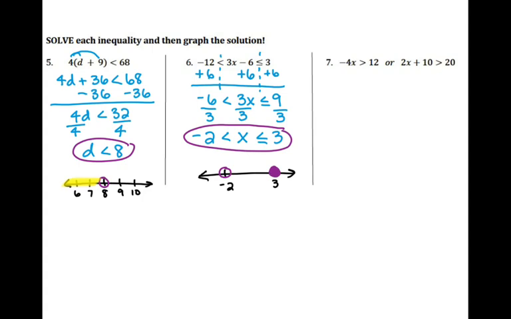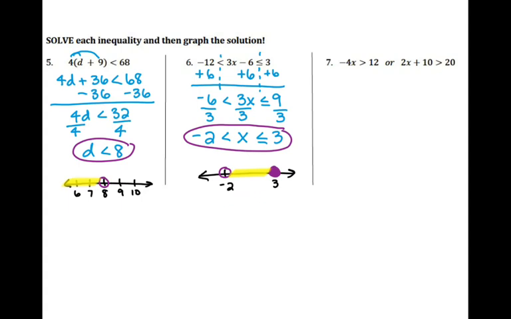And my inequality is saying that x is in between negative 2 and 3, so that is exactly where I'm going to shade. So my inequality is saying that negative 2 is less than x, so I'm looking for all the values that are greater than negative 2, which is in this direction. And I'm looking for all of the values of x that are less than or equal to 3, so that's in this direction, which is why you end up shading right in the middle.